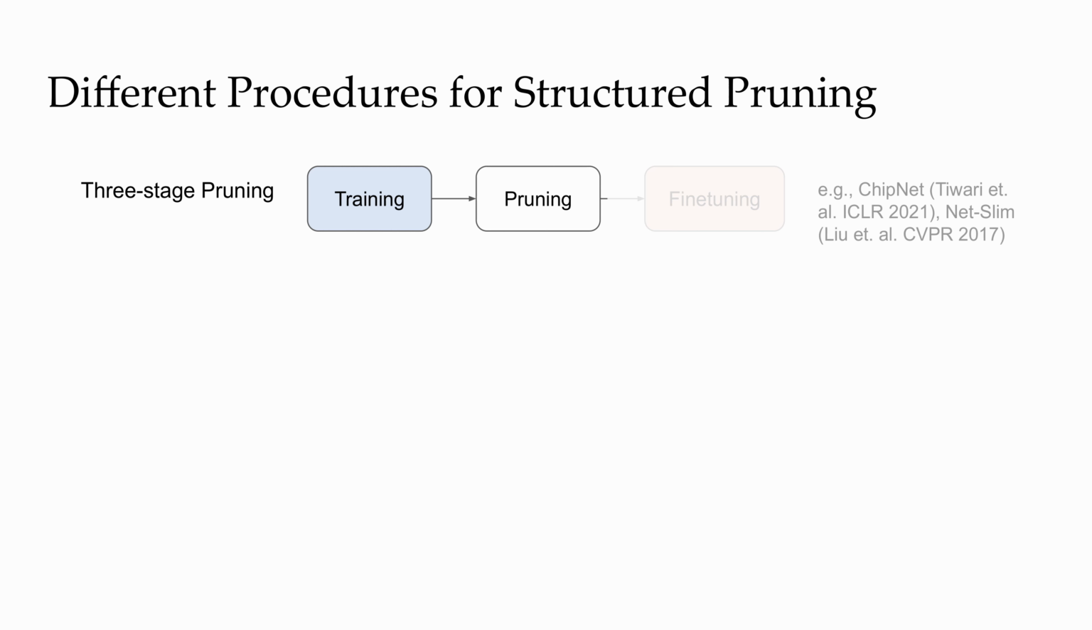Out of all the procedures used for structured pruning, the most common procedure is to apply 3-stage pruning, where the first stage involves training the neural network. In the second stage, the network is pruned by minimizing some approximation of L0 sparsity, and then removing non-zero weights by performing some correction.